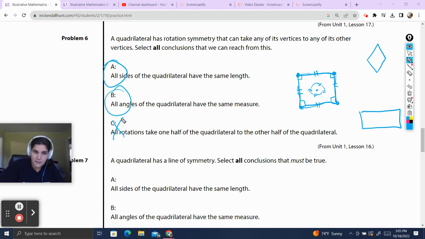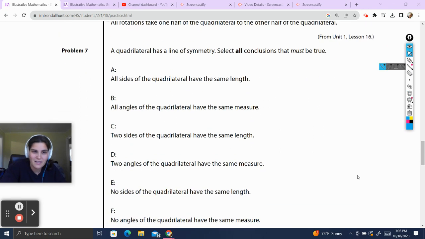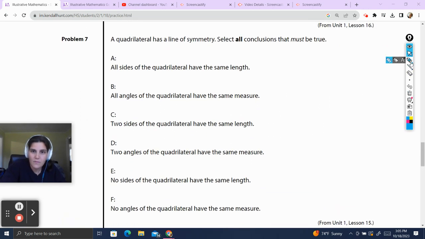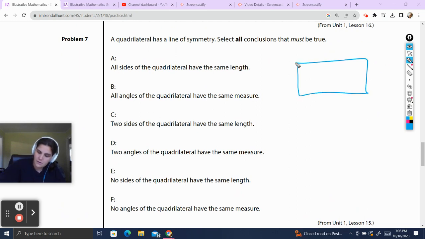Let's go on to the next question. I expected more answer choices on that one, if I was being honest. Problem 7. A quadrilateral has a line of symmetry. Okay. Nope. That one has a line of symmetry. It could fold over onto that side. Select all conclusions that must be true.